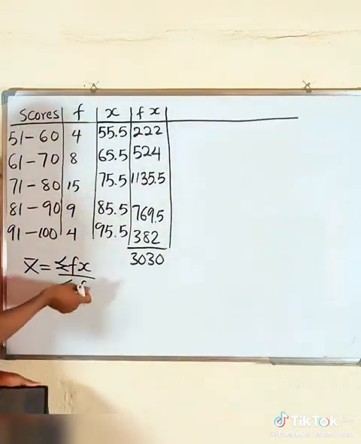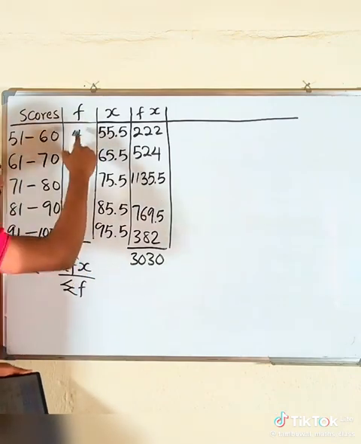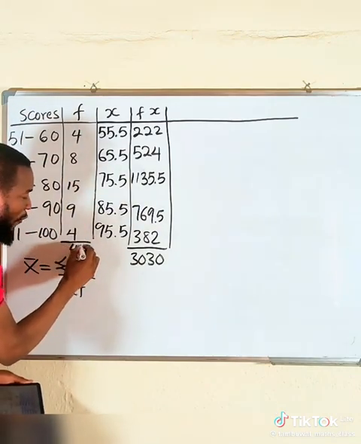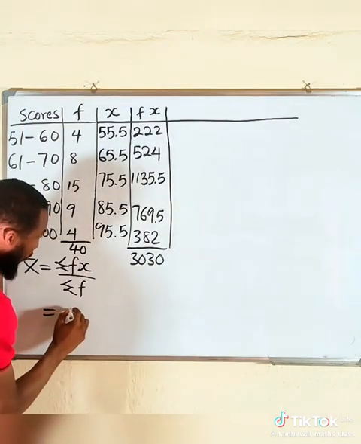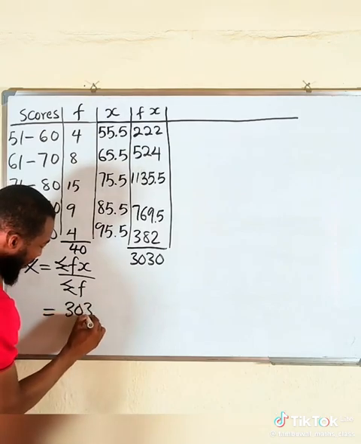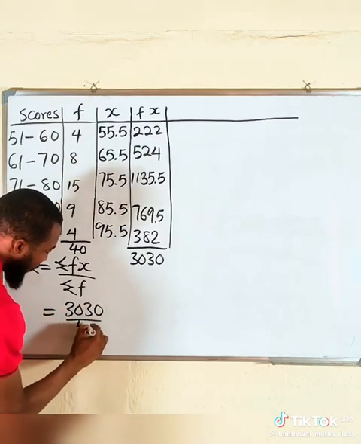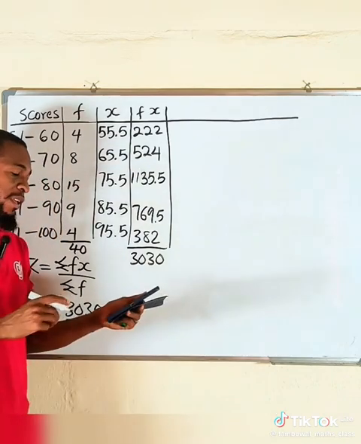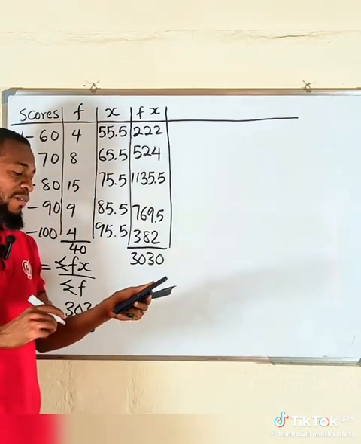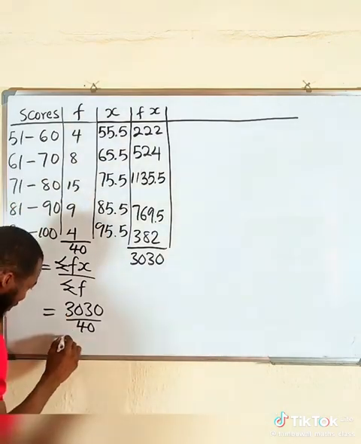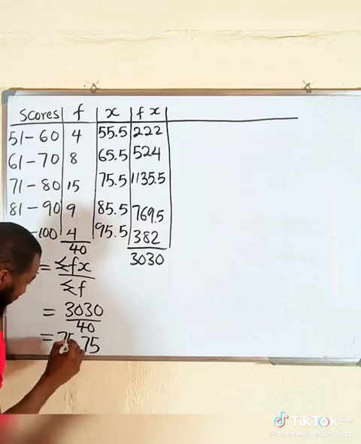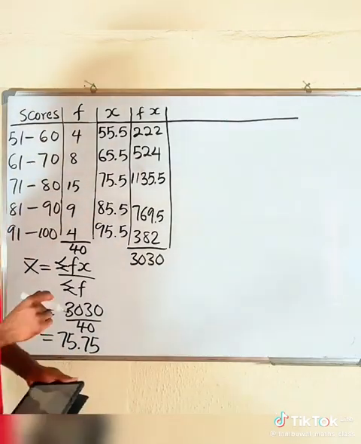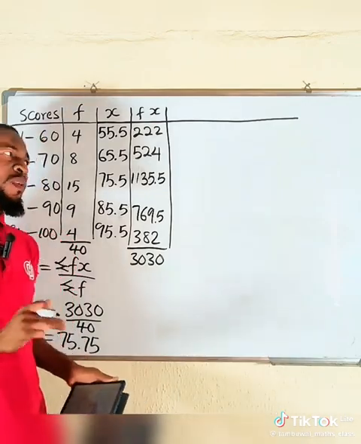Then summation of f, if you add all of this together, you're going to get 40, which means that this is equal to 3030 divided by 40. From my calculator, I have 75.75. And this is said to be the mean of this distribution. We are done with the mean.